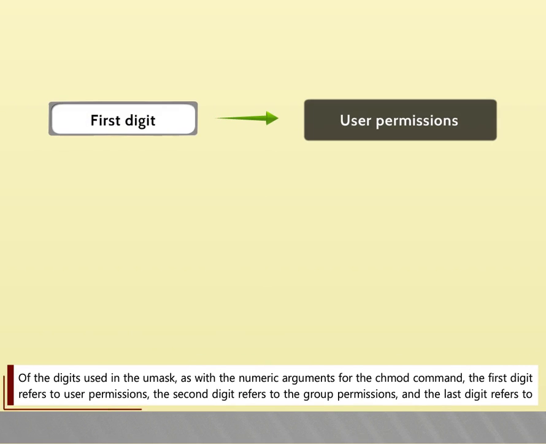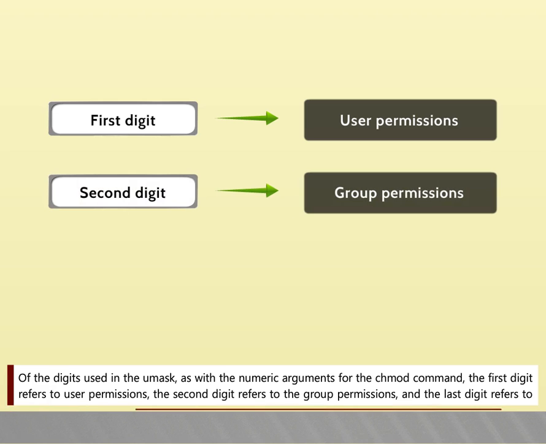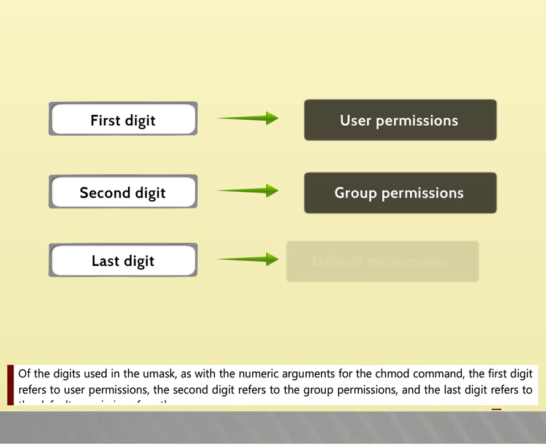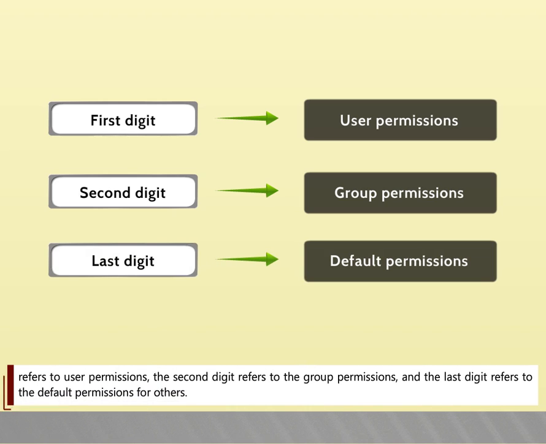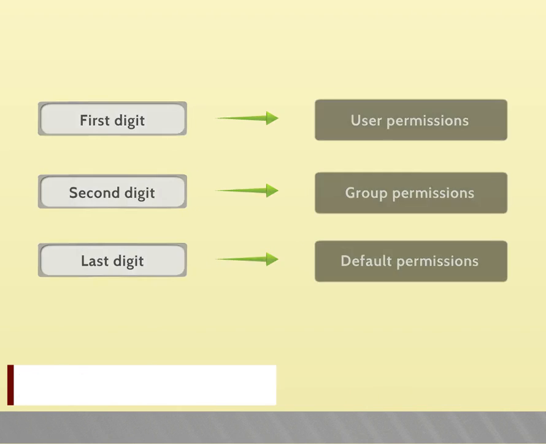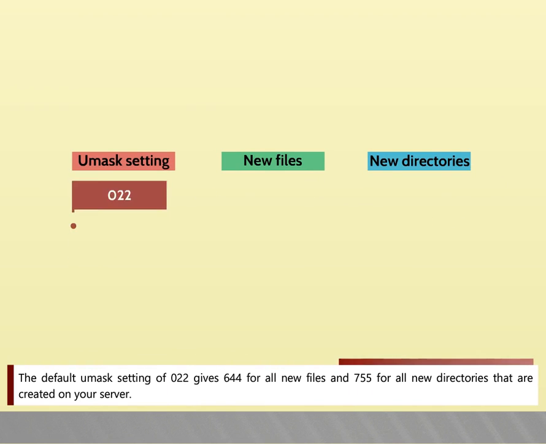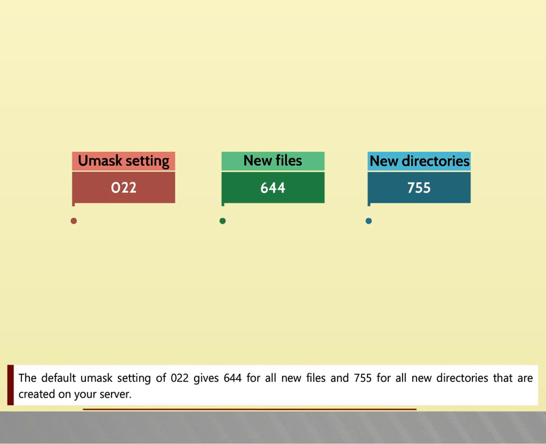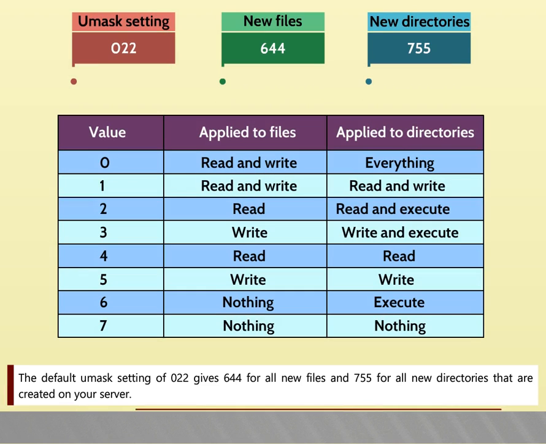Of the digits used in the umask, as with the numeric arguments for the chmod command, the first digit refers to user permissions, the second digit refers to the group permissions, and the last digit refers to the default permissions for others. The default umask setting of 022 gives 644 for all new files and 755 for all new directories that are created on your server.